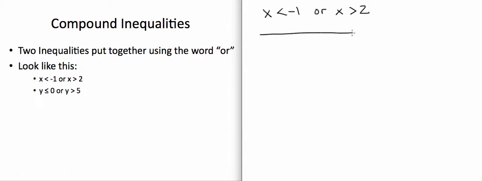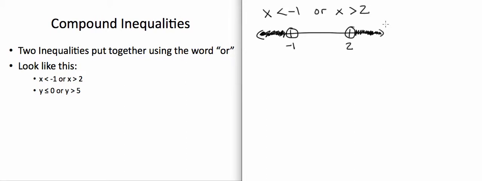All we have to do is we just graph what we see. So we have x is less than -1. So that's -1, that's an open circle. That's going to be shaded to the left. We have x is greater than +2. We have an open circle at 2, and we are shaded to the right.